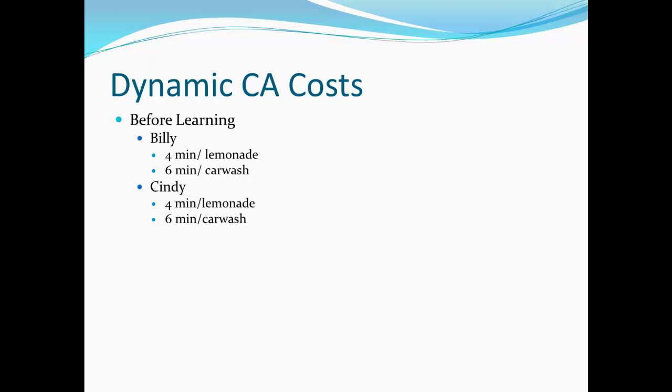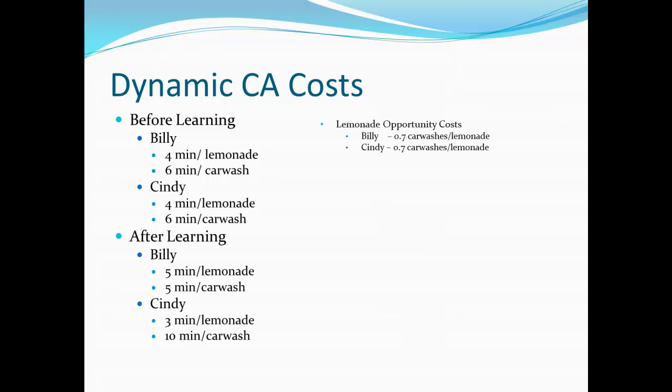But what about another case? Suppose that Billy and Cindy are actually perfectly identical. That is, they're, say, identical twins or clones of one another. In that case, once we do the math, we find out their opportunity costs are absolutely identical. So, that being the case, comparative advantage doesn't actually tell us anything, except after we account for learning.